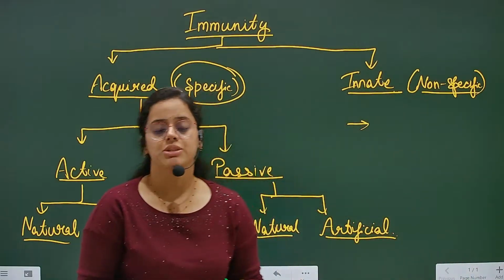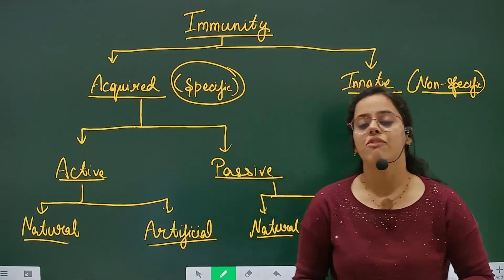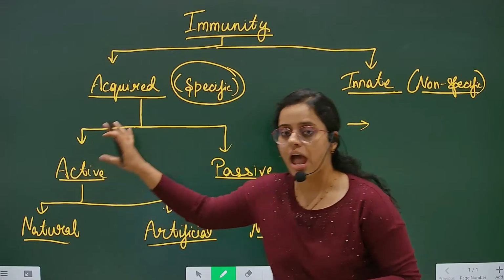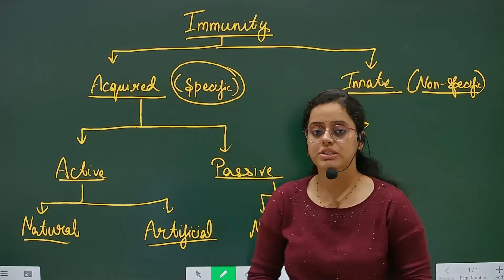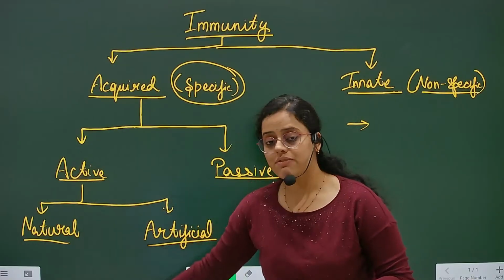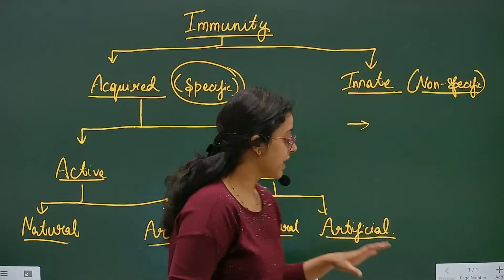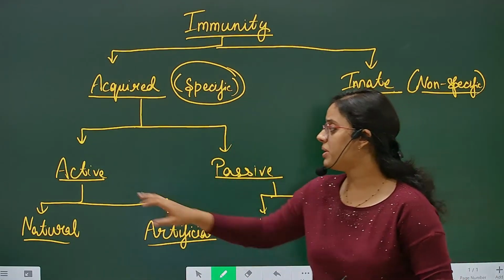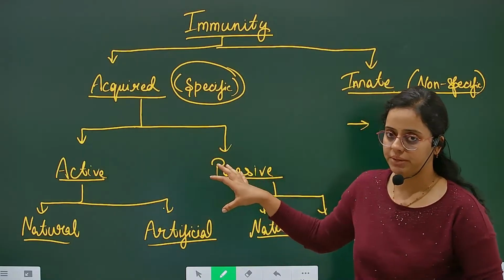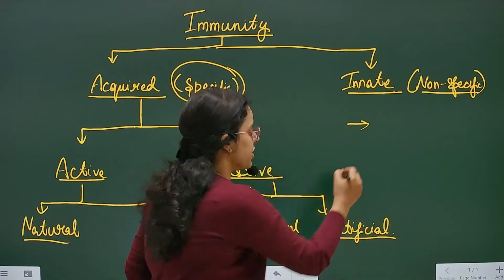In today's session, we are going to learn about acquired immunity. In this, we have two types, that is active and passive. Active is further classified as natural and artificial, and passive is also categorized as natural and artificial. We will learn the difference between active immunity and passive immunity. Before that, we will also discuss inflammation.